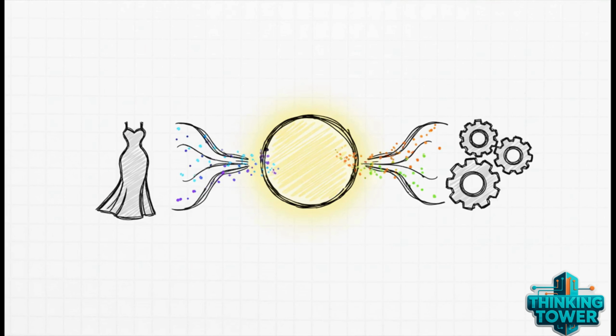The whole point of all these layers is for each vector to soak up the context from its neighbors. Think about the word model. In the phrase fashion model, the vector for model is going to get pulled in one direction by the word fashion. But in machine learning model, it gets pulled in a totally different direction. The transformer is what lets this happen.